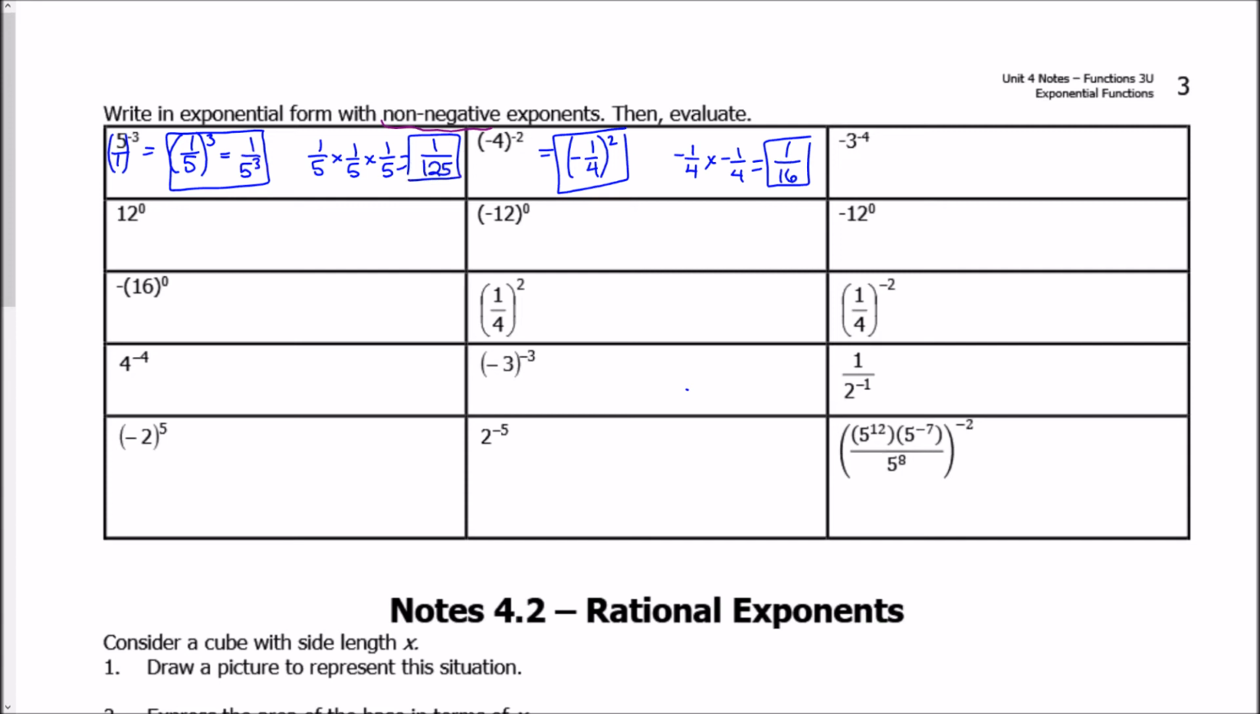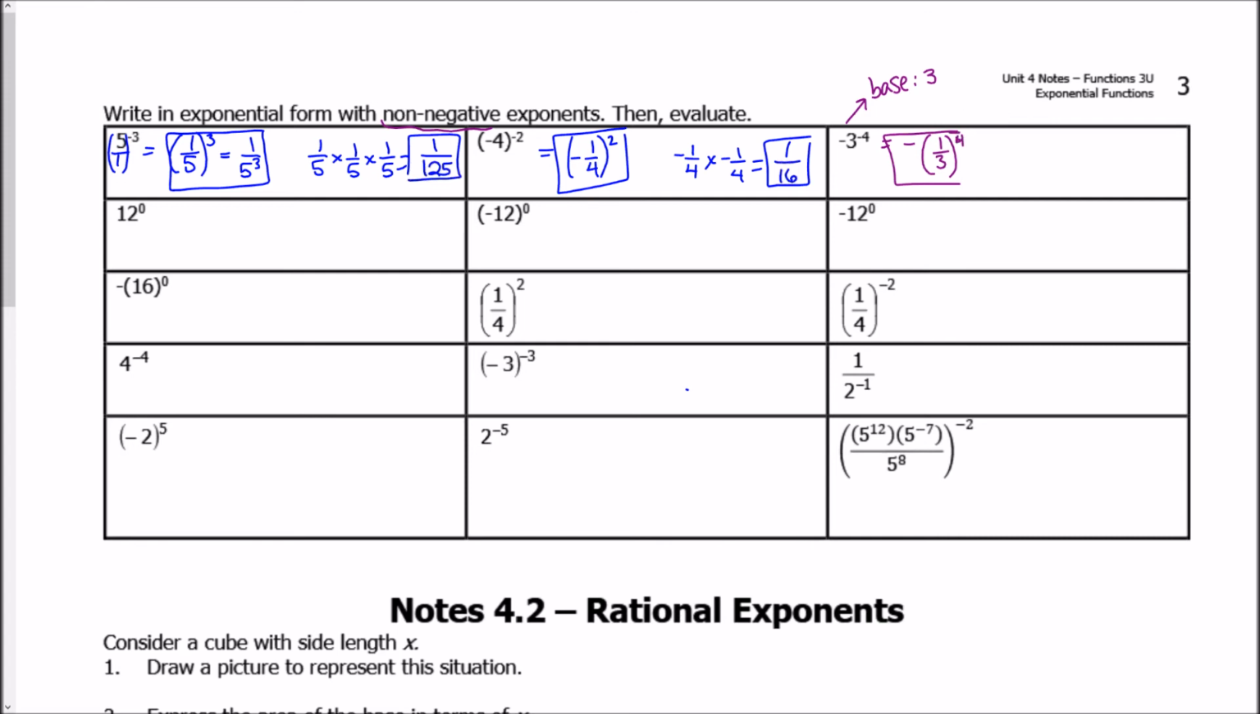Okay, the next one, be really careful. Here, my base is simply just the number 3. So what this means is that the negative is going to go on the outside. Then I take my base of 3, do the reciprocal of that value, and then make this to the power of 4. So this is my answer in exponential form.